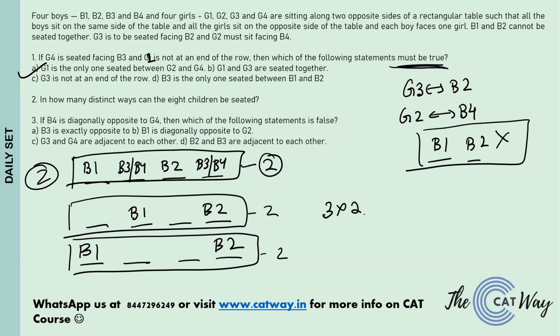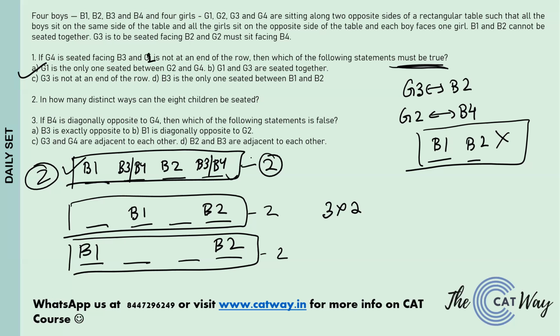All right. Still talking about this particular case only, we know that two people are fixed. That is, G3 is going to sit opposite B2. That is fixed. And G2 is going to sit opposite B4. However, we are still left with G1 and G4.